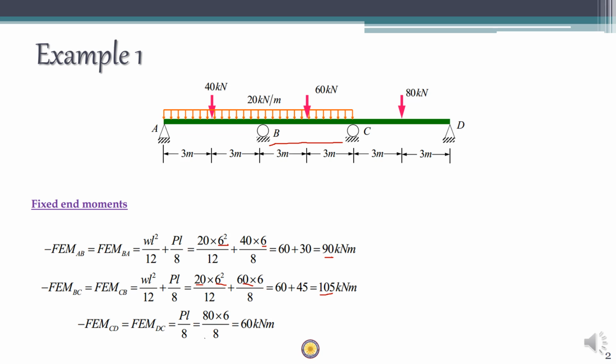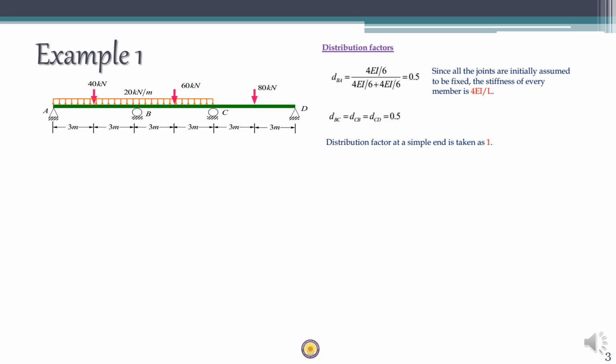Finally, for span CD, it is PL by 8, so 80 into 6 by 8, that will be 60 kN meter. It is the moment. So FEM-DC will be positive 60 and FEM-CD will be minus 60. Okay. So once you have that, the next step is you have to find out the distribution factor. So now let's see how to find out distribution factor.